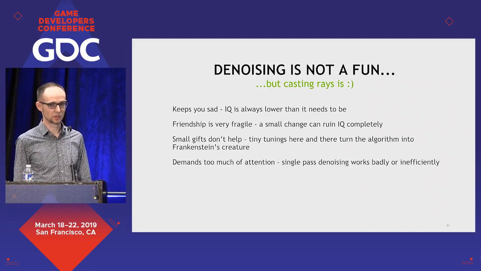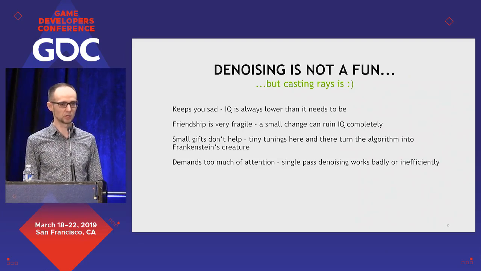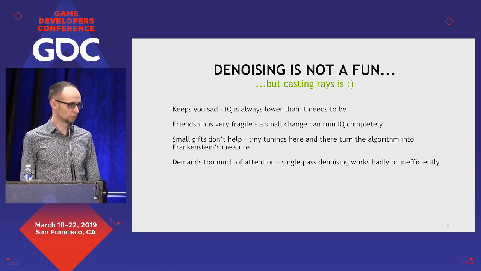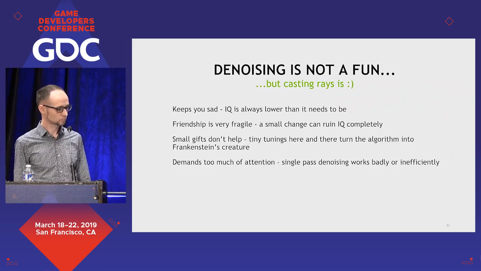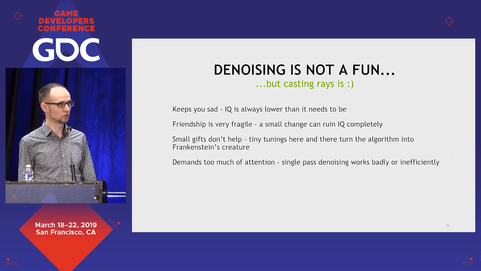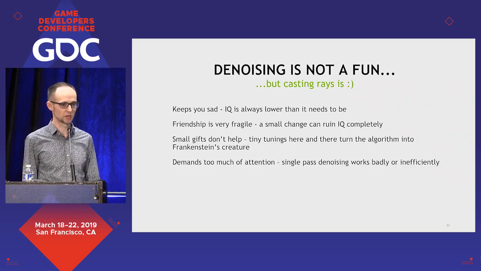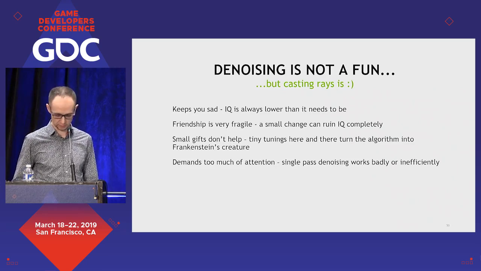Just for emphasizing the complexity of the problem, casting rays is fun, but denoising is not. So image quality is always bad and sad, and a tiny change can break everything. Even if image quality is good, then performance is bad, and vice versa. And theoretically, you can spend a lot of time investing into a single pass denoiser, but it won't work well. So how many passes are needed?